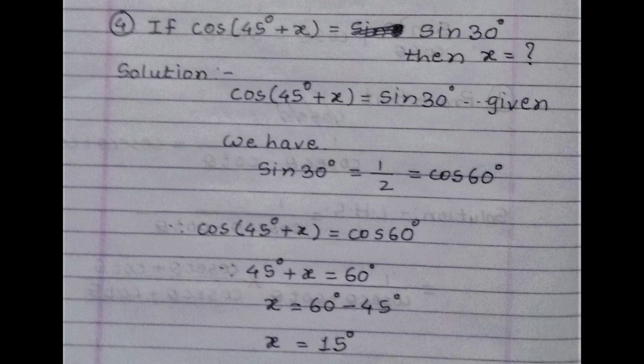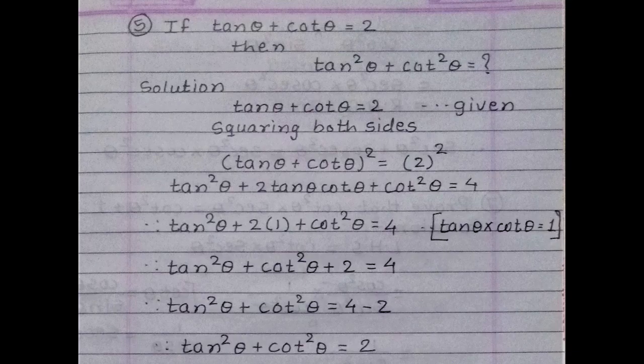Question number 5. If tan theta plus cot theta is equal to 2, see the value given, tan theta plus cot theta is equal to 2, then what is the value of tan square theta plus cot square theta? Now how to solve? Solution. We write down the given equation, that is tan theta plus cot theta is equal to 2.